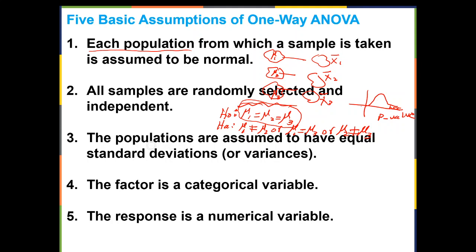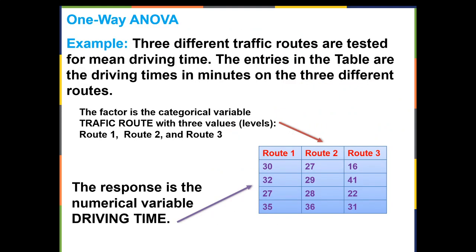Okay, the samples, of course, are randomly selected and independent. The populations are assumed to have equal standard deviation or variance. That means even though we think they're coming from different populations, if possible, we assume that those populations have the same standard deviation or variance. The factor is categorical and the response is numerical. Again, I'm going to give you some examples. So right now maybe it's a little vague, so let's talk about some examples.